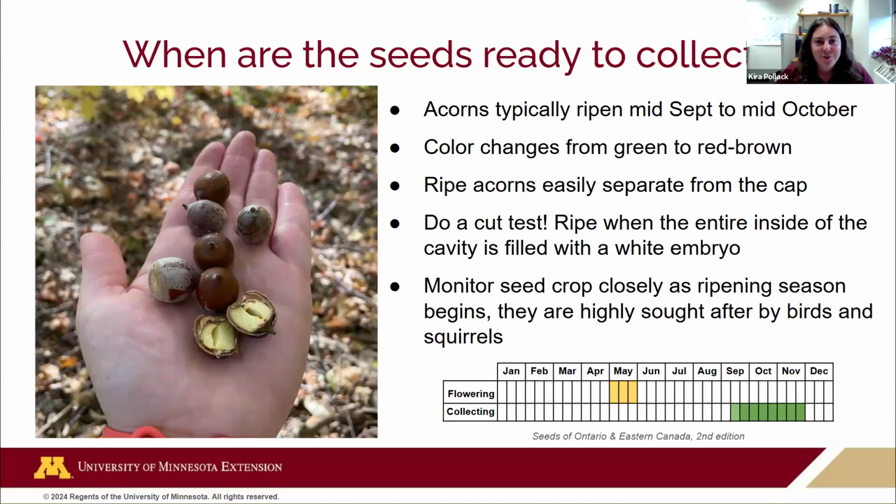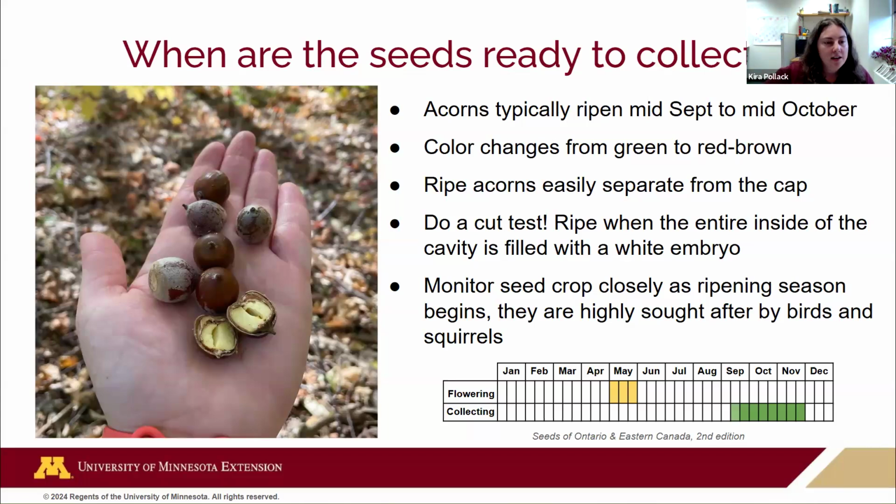So when are northern red oak acorns ready to collect? They're typically getting ripe mid-September or end of August to mid-October. Really, the color changes from green to red to brown. So we want to collect them when they're brown. And then ripe acorns are separating in 2 different ways. So the acorn cap is releasing from the branch, and the acorn itself is releasing from the cap. And so we want to make sure that we are collecting acorns without caps.